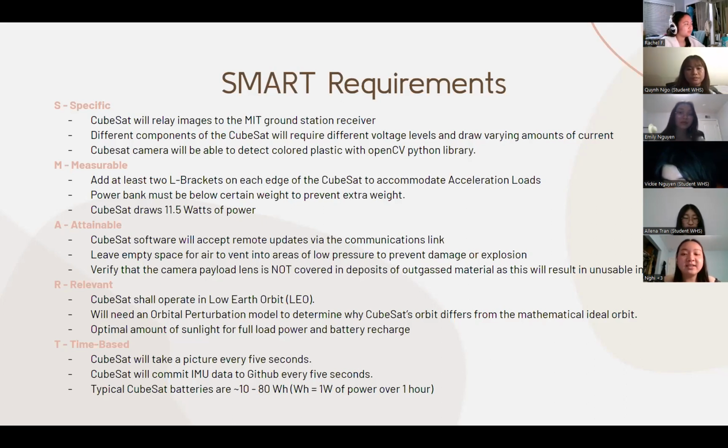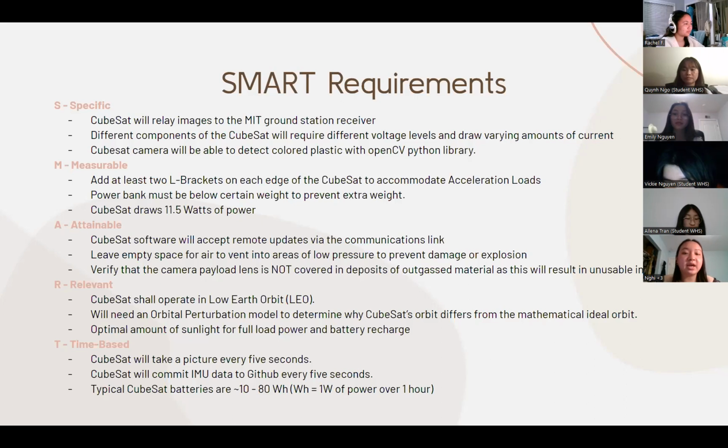Moving on, we have A in SMART, which is attainable, where we have achievable objectives. Here, we want our CubeSat software to accept remote updates through the communication links and leave empty space for air to vent into area of low pressure, which will prevent any further damage, as well as be able to verify the camera payload lens is not covered in deposits of outgas material, which can lead to images that are not usable.